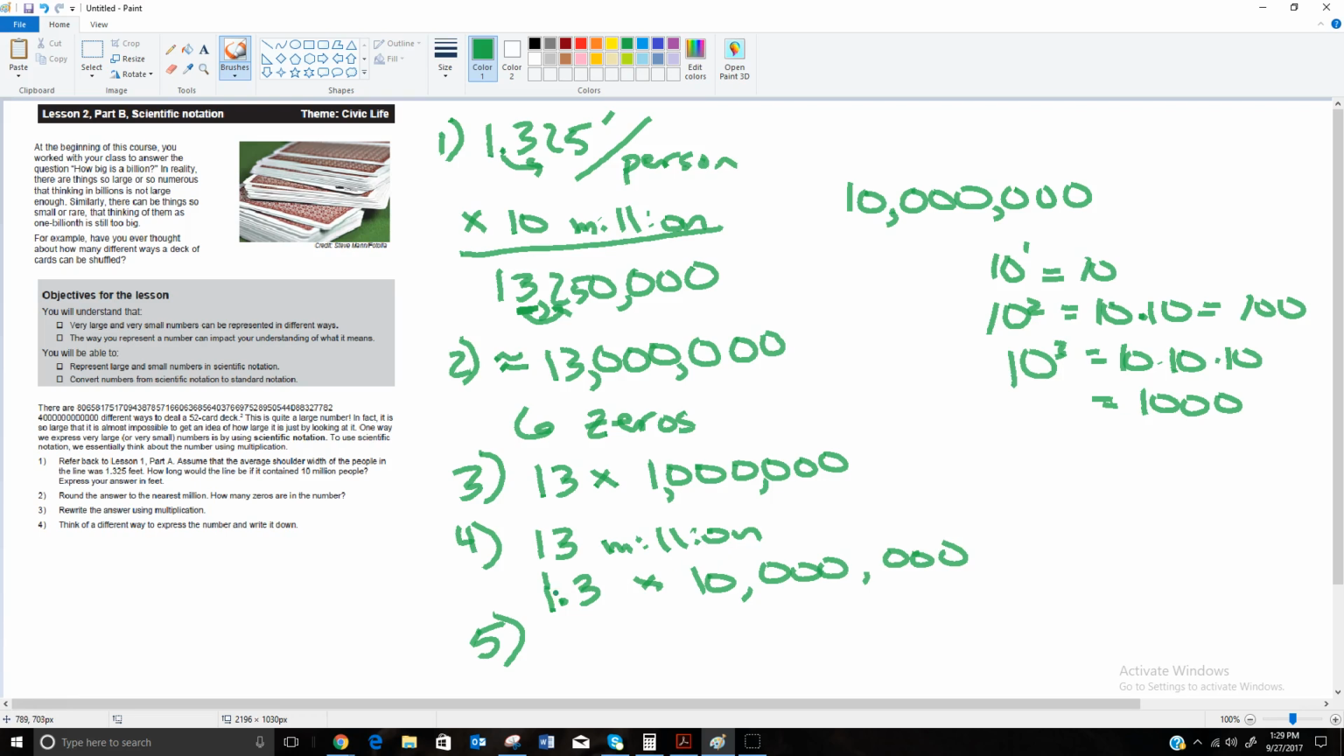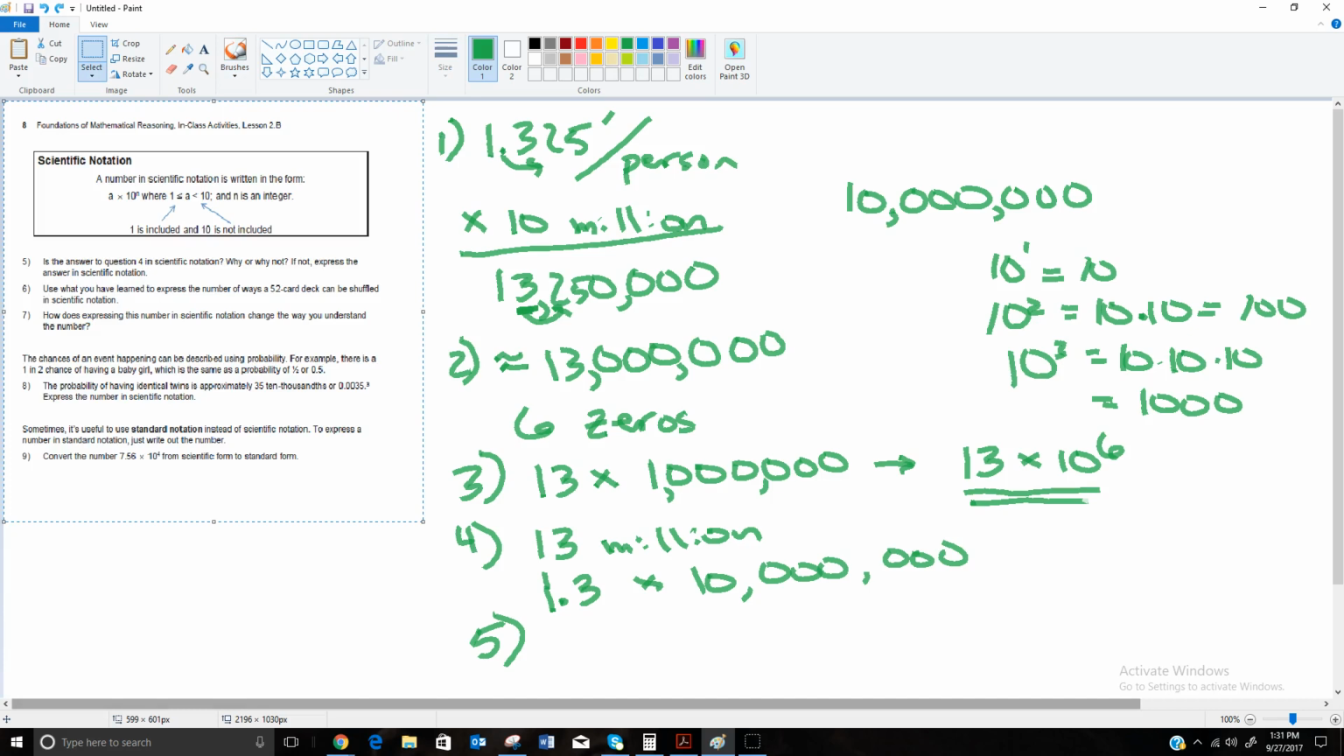So if we wanted to work on some of these things, I could think of this as 13 times 10 to the sixth. And that's a little bit closer to scientific notation, although it's not quite in scientific notation yet.